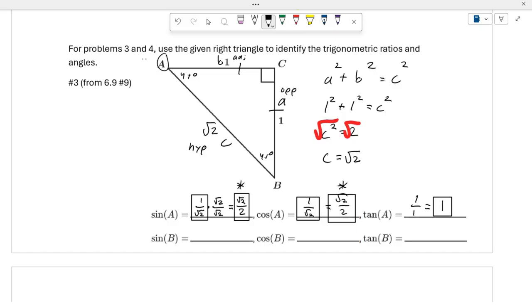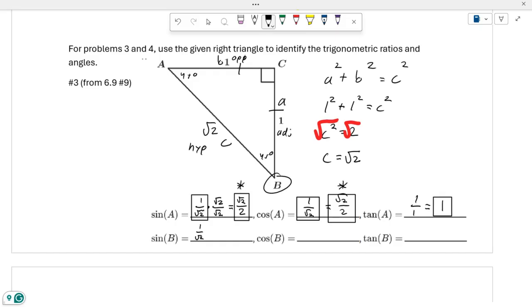Now let's deal with B. So we're dealing with B. So that changes. And now we're dealing with this angle here. So now that we're dealing with angle B, well, then side B is opposite, and side A is adjacent. And sine, as always in a right triangle, is opposite over hypotenuse. Well, my opposite is 1, and my hypotenuse is root 2.